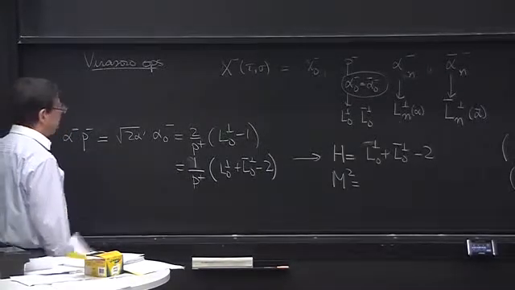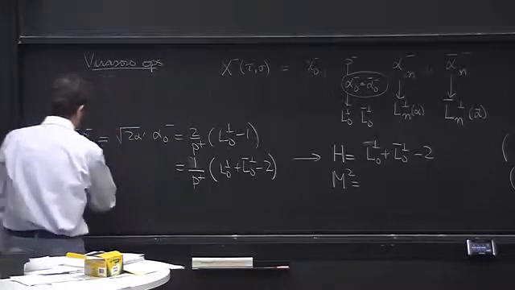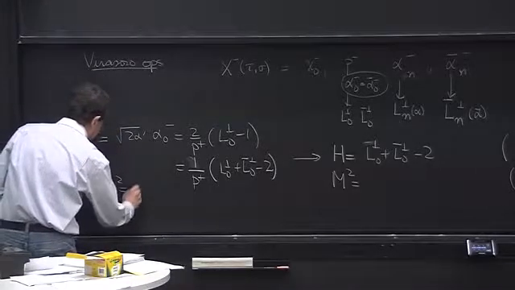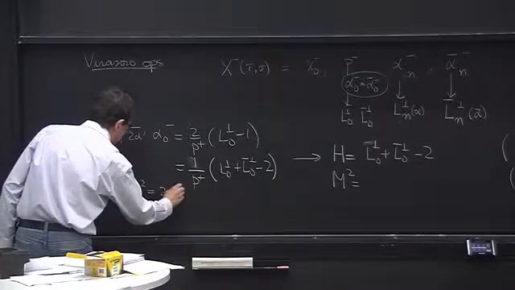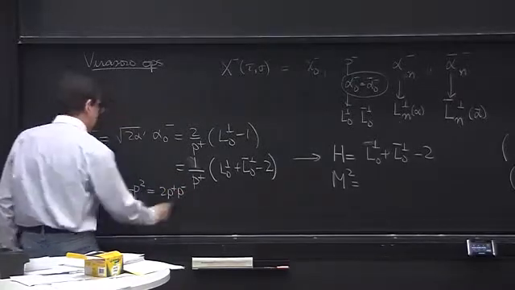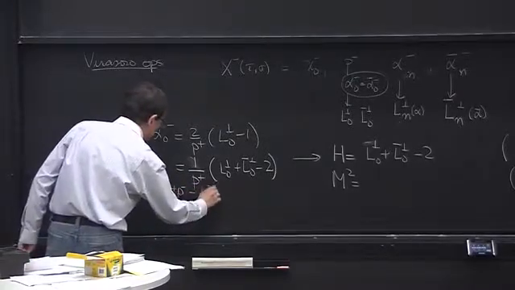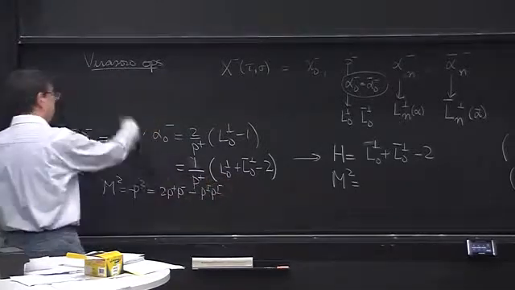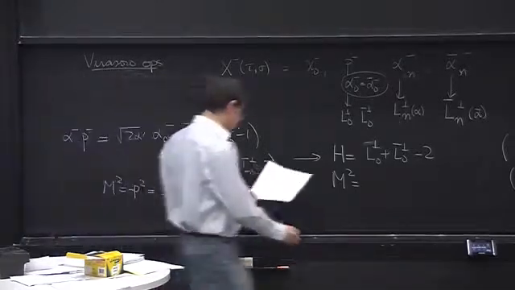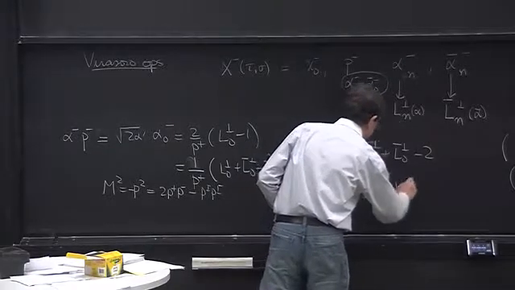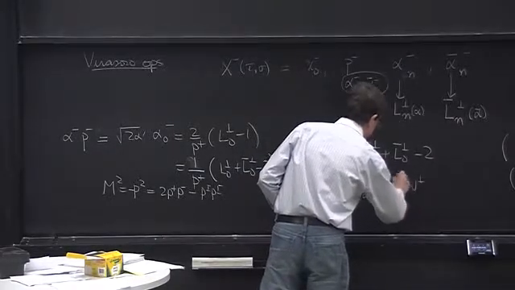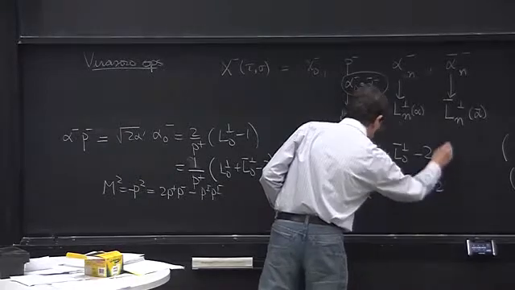And the mass squared formula comes from m squared equal to minus p squared, as usual, 2p plus p minus minus p_i squared. Go through the steps. The mass formula is m squared equals 2 over alpha prime times (N plus N bar minus 2).